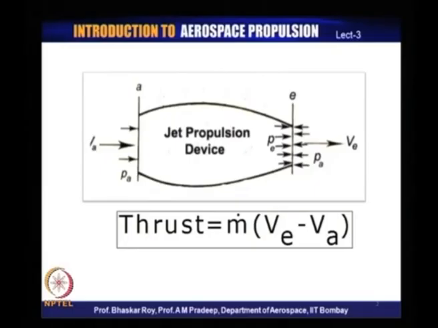Now, this is a very ideal condition. We shall see a little later today that in case your exit pressure P e happens to be different from the atmospheric pressure P a, we would have a thrust value which would look somewhat different from what we are looking at right now. We will come to that in a few minutes.